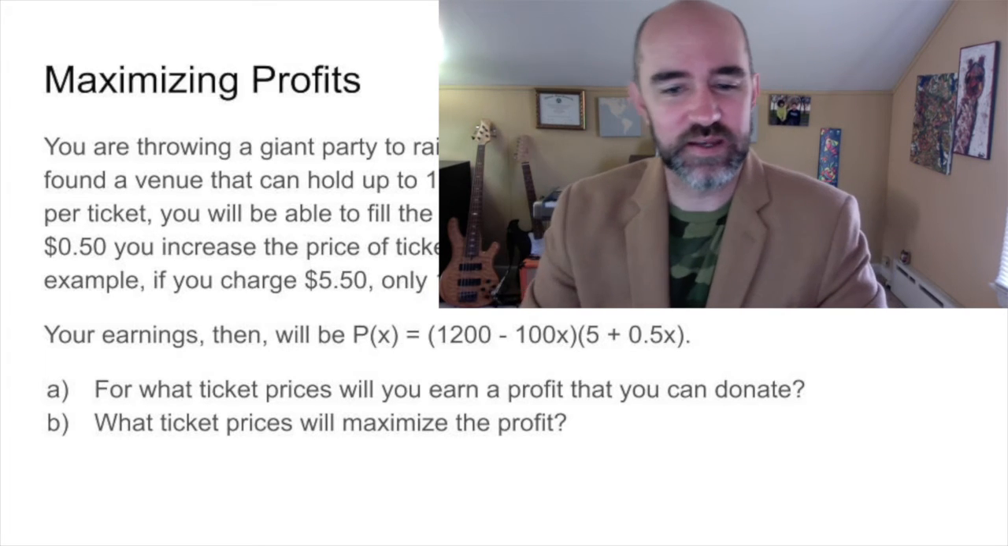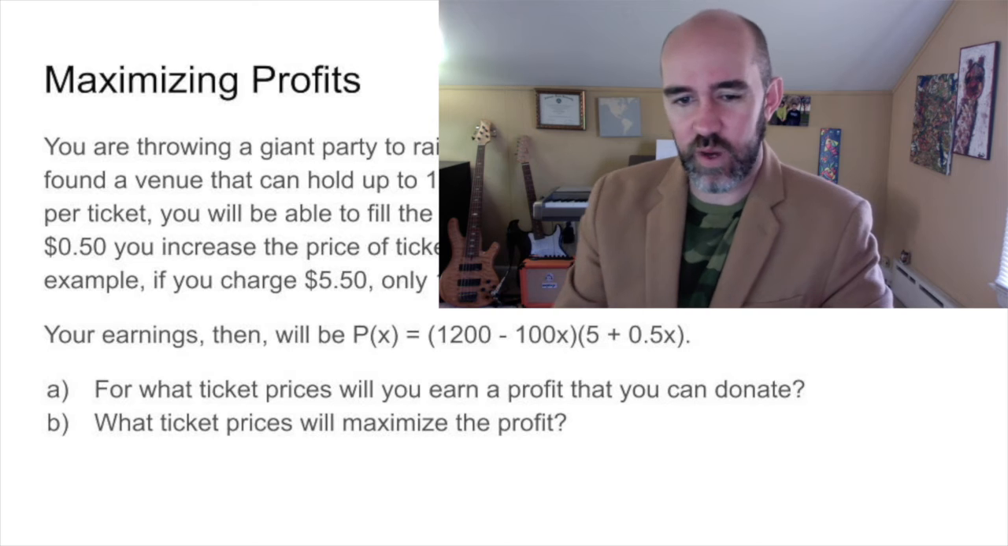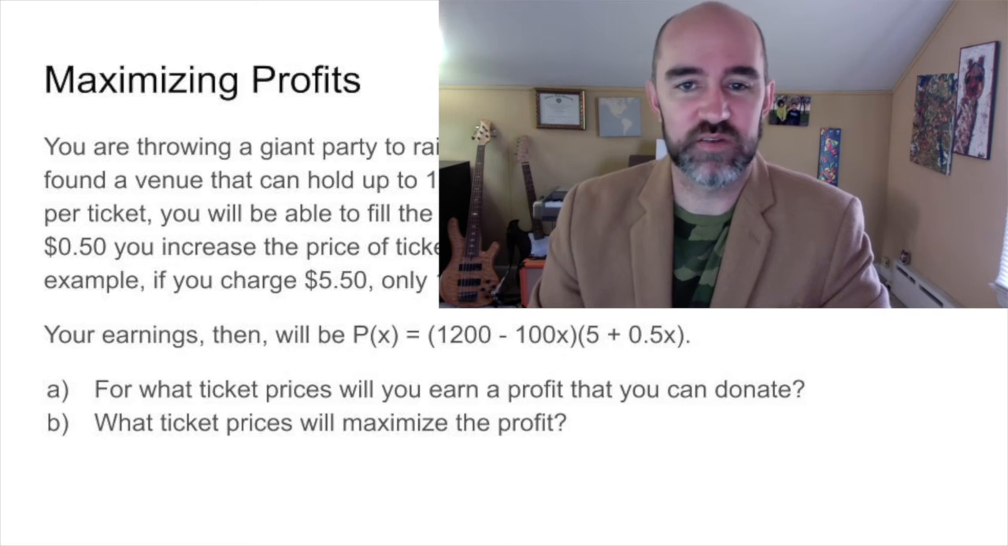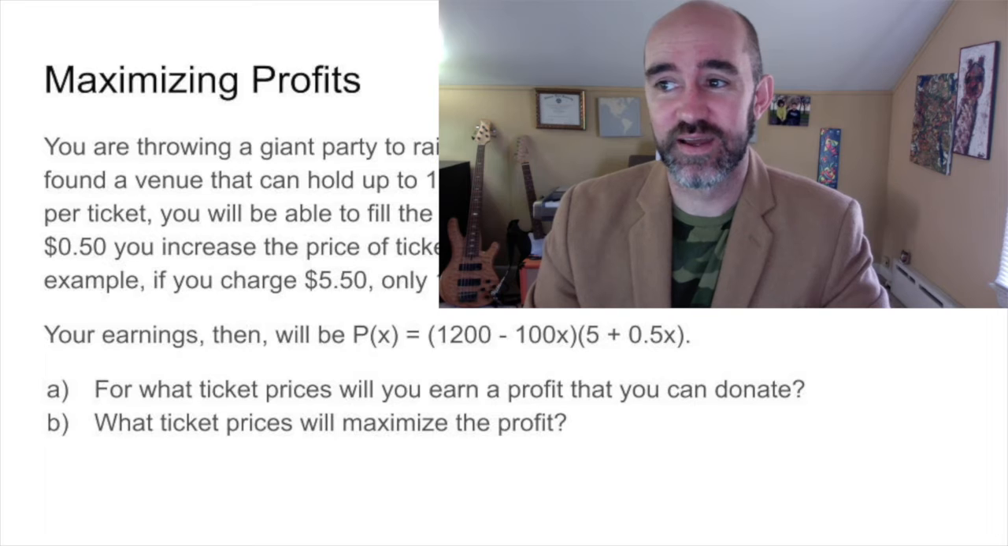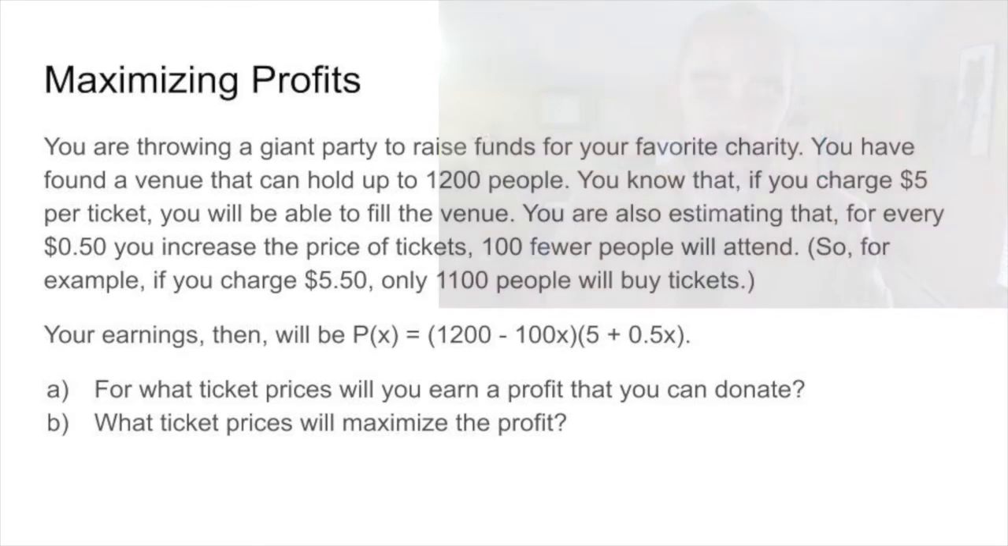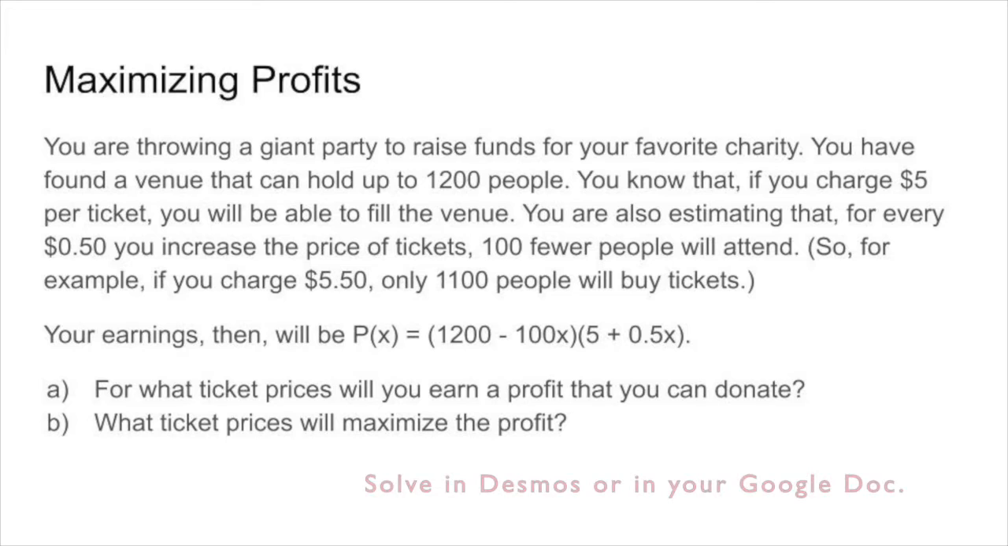All right, so we have to find the x values for which y is greater than 0, or P of x is greater than 0. And then we have to find the location of the vertex. We know how to do both of those things. I'm going to pause here and ask you to do both of those things on your own in Desmos or in your Google Doc, and then you're going to come back and see how we did.